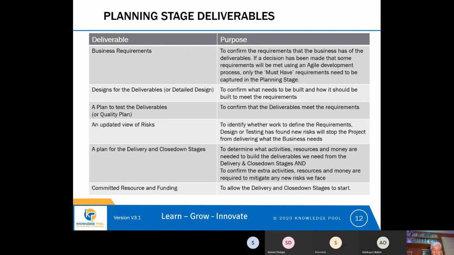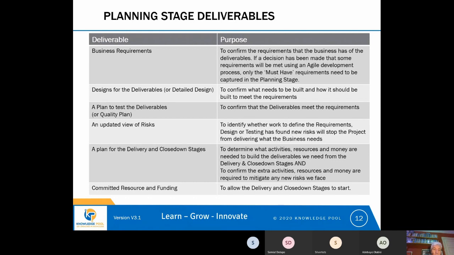And then the very last deliverable, again, is this idea of some committed resource and some committed money to allow the delivery stage to start, because you shouldn't end the planning stage until you're sure you're ready for the delivery stage to start. So that's the planning stage.